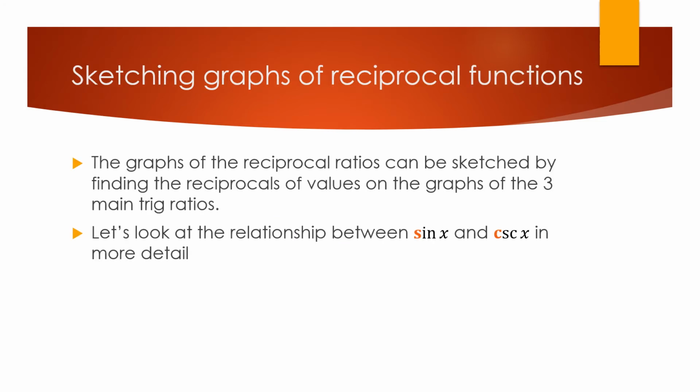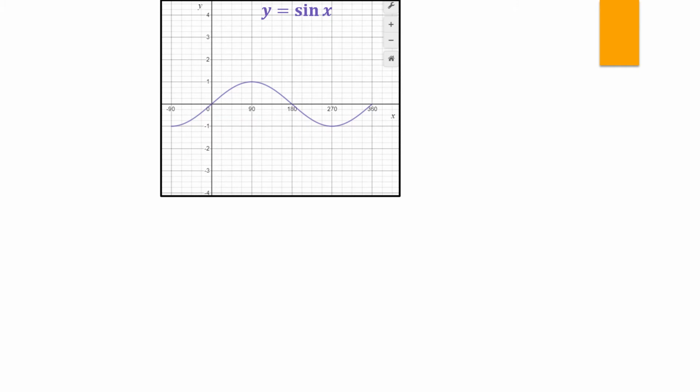So for sketching graphs of the reciprocal functions, they can be sketched by looking at values on the graphs of the three main trig ratios. So let's look at the relationship between sine x and cosecant x in more detail. Here we have a curve of y equals sine of x. It's plotted between negative 90 and 360 degrees, and it has a range of negative 1 to 1.